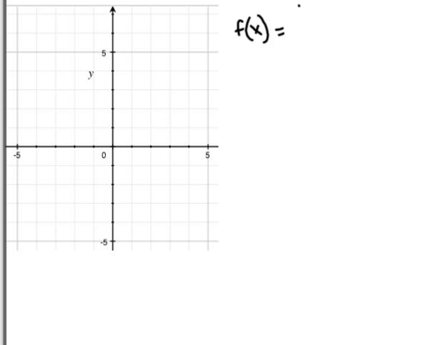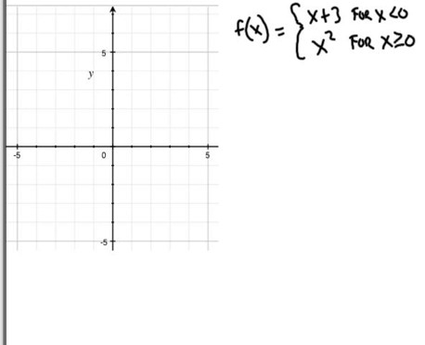So we're going to look at f of x equals x plus 3 for x less than 0 and x squared for x greater than or equal to 0. Okay, so in this case what happens is when you choose x values that are less than 0, you're going to use this equation: y equals x plus 3. When x is greater than or equal to 0, you're going to use this function, y equals x squared.